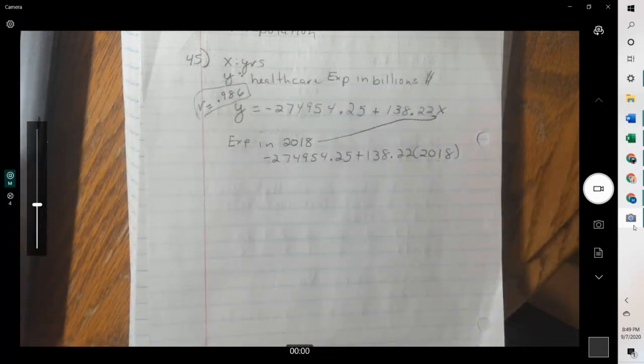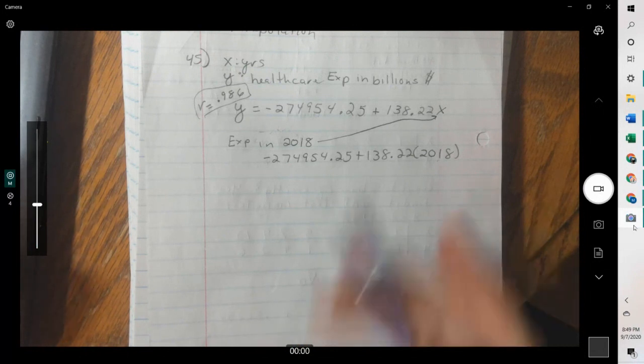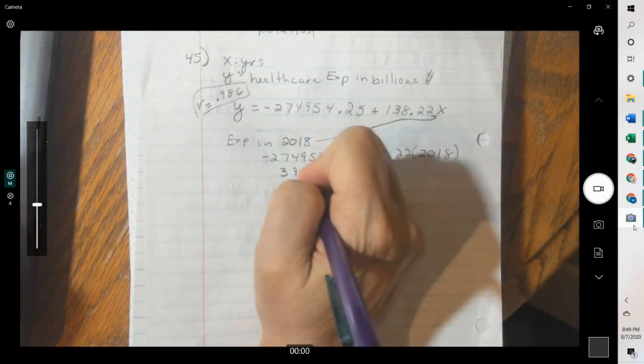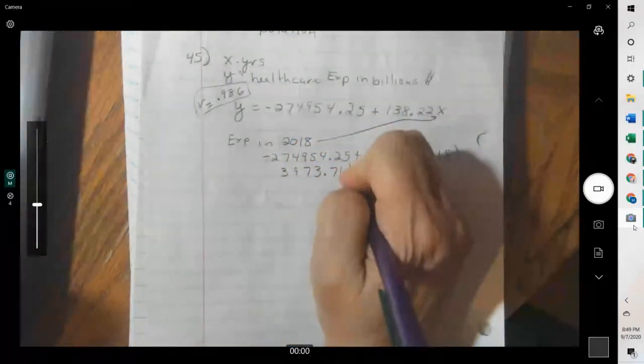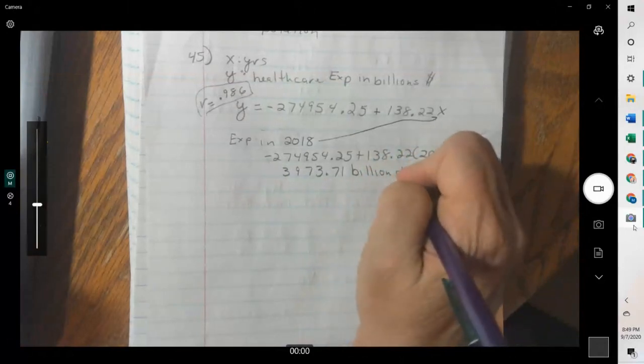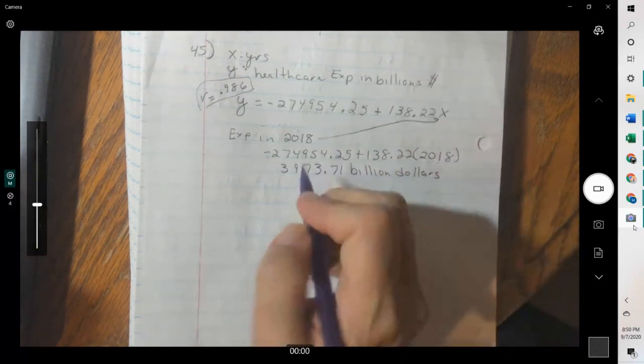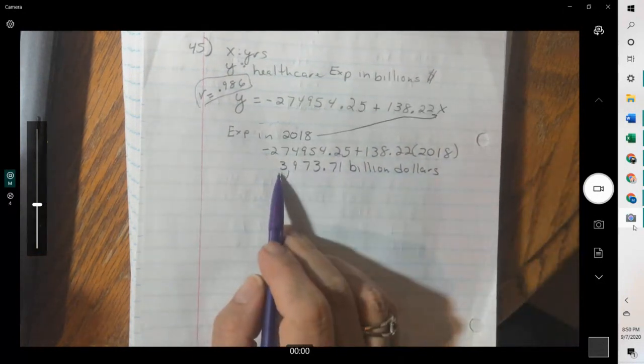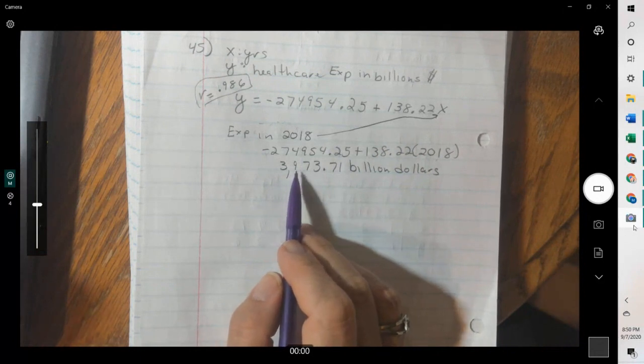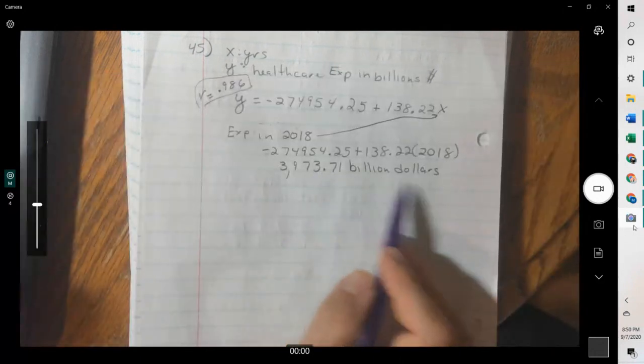Negative 274,954.25 plus 138 times 2018. So in 2018, it was $3,973 billion.